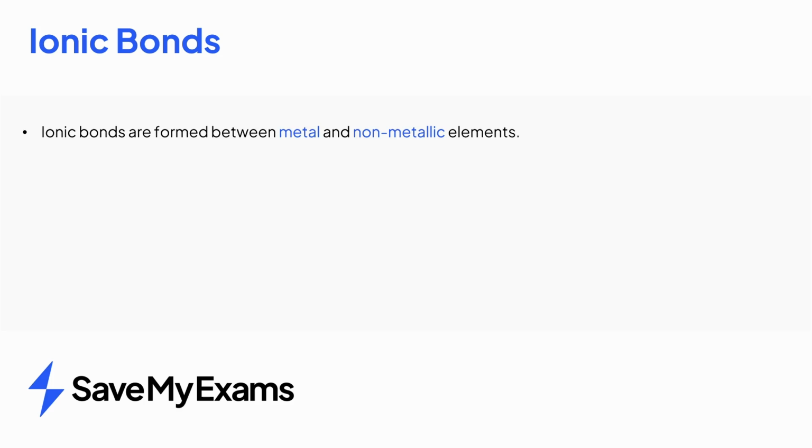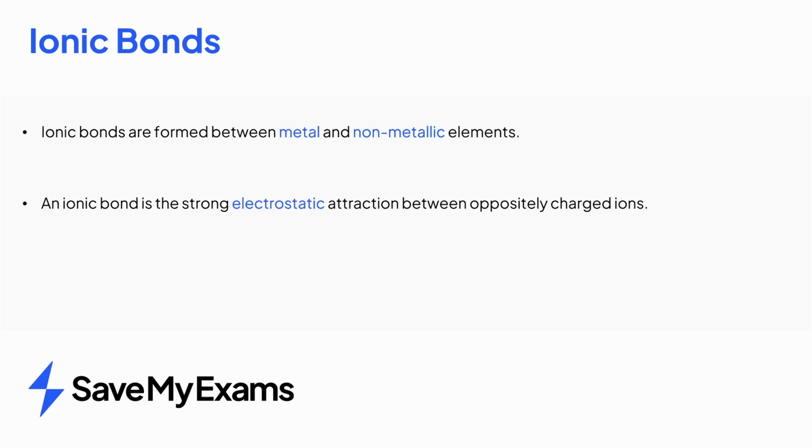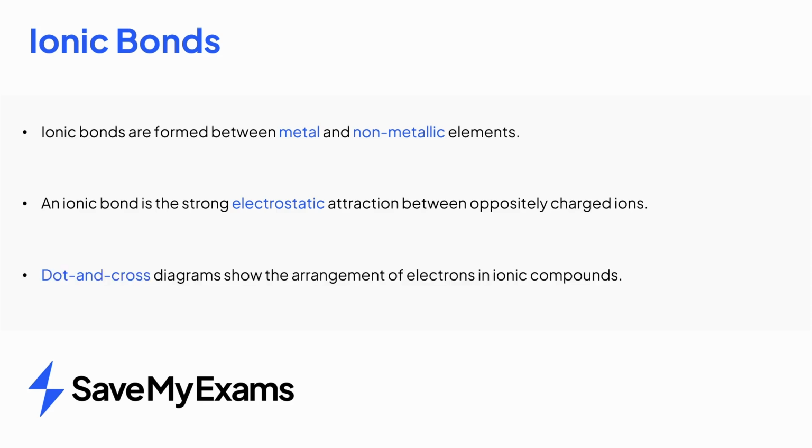In summary, ionic bonds are formed between metals and nonmetals. They are the electrostatic attraction between oppositely charged ions. These forces of attraction are strong and hold the ions together. We can use dot and cross diagrams to show how the electrons are arranged in ionic compounds.